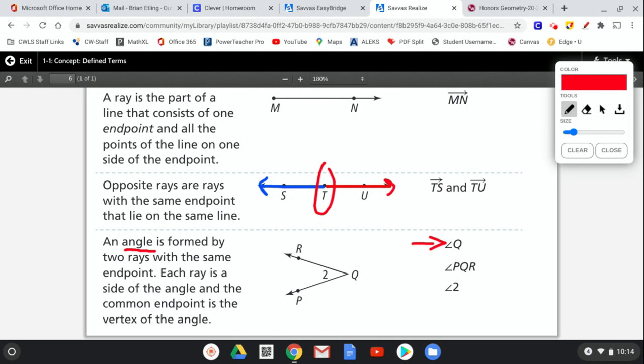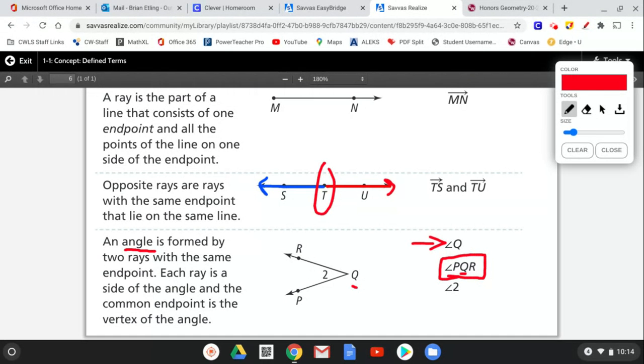So they give this name PQR, angle PQR. And this is where, if you notice, we talked about vertex. The vertex is Q, it's where the angle starts. Q is in the middle.